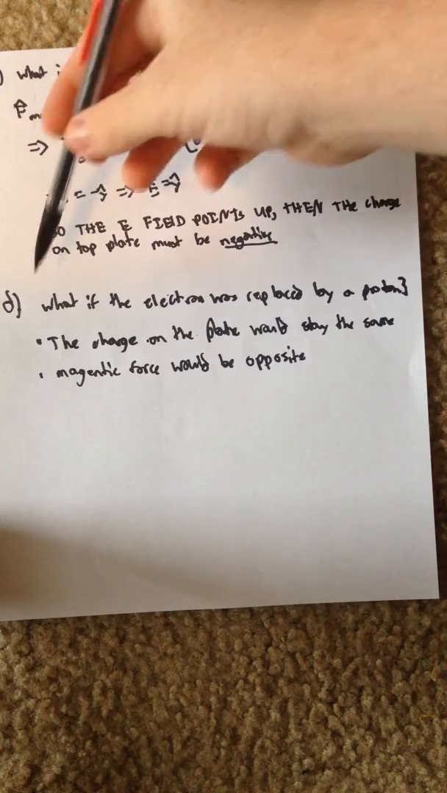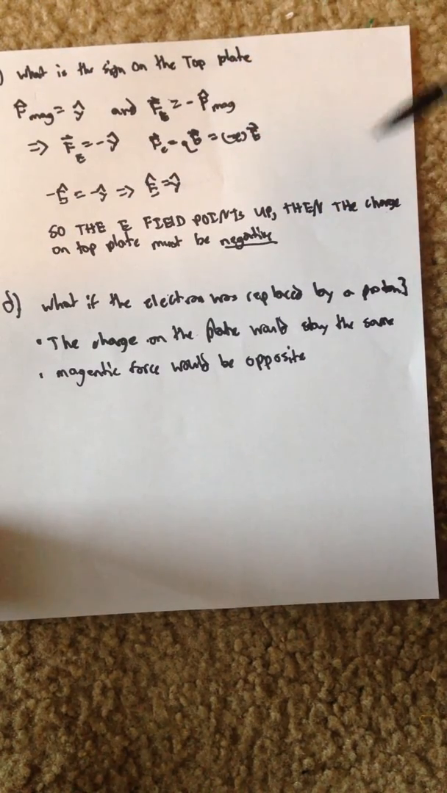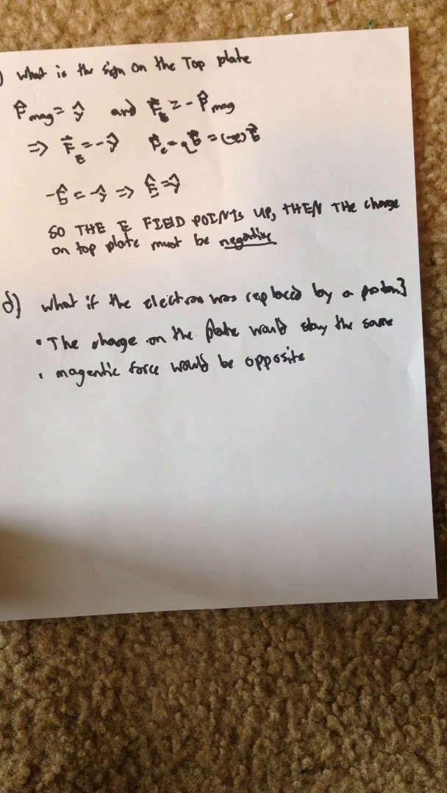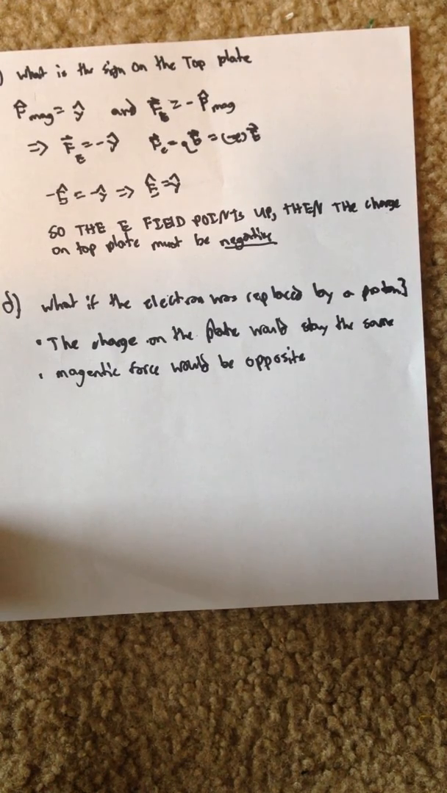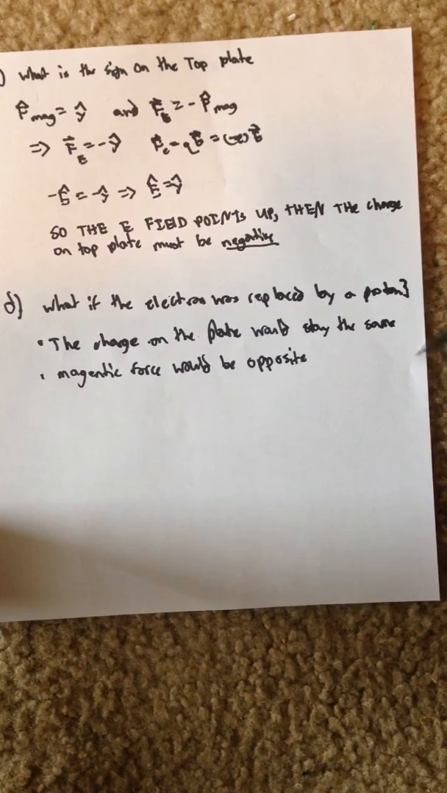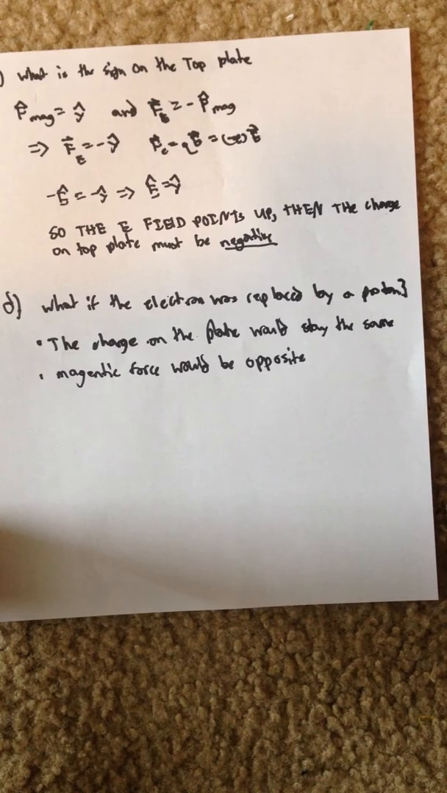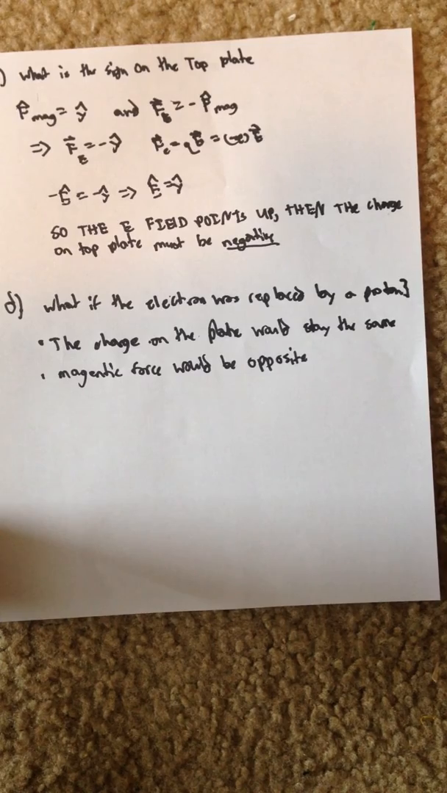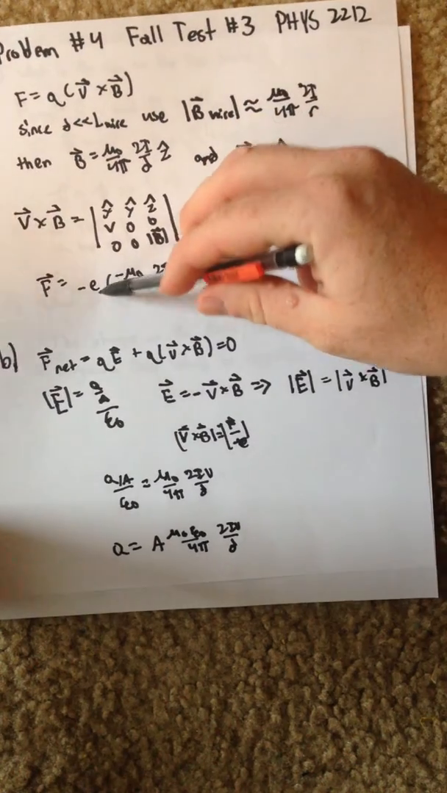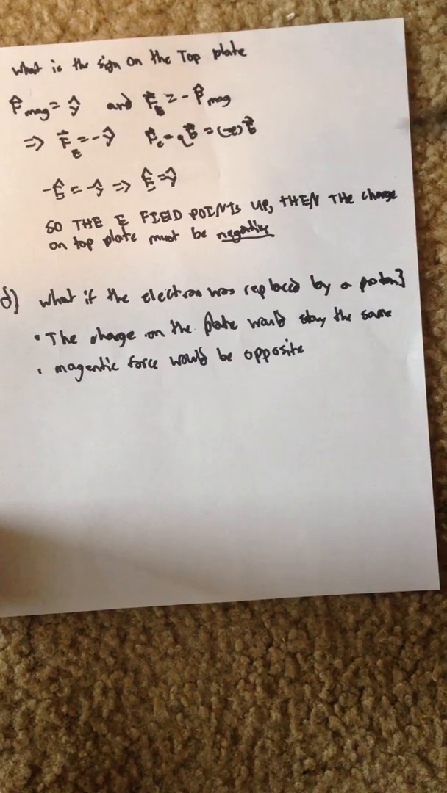Now in D, what if the electron was replaced by a proton? What would happen? That's what the question asks. Well, the charge would stay the same on the plate because of how the magnetic field and electric field interact. So pretty much the charges would stay the same. The only thing that would change is that the Q right there, instead of being negative, would be positive. Other than that, it's basically just the same.